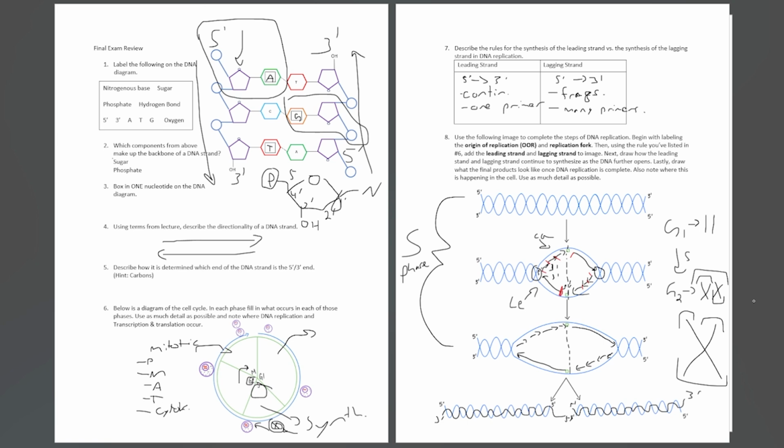So, good. To reiterate, during S phase, we are not duplicating the chromosome count, but we are duplicating the DNA. All right, moving on.